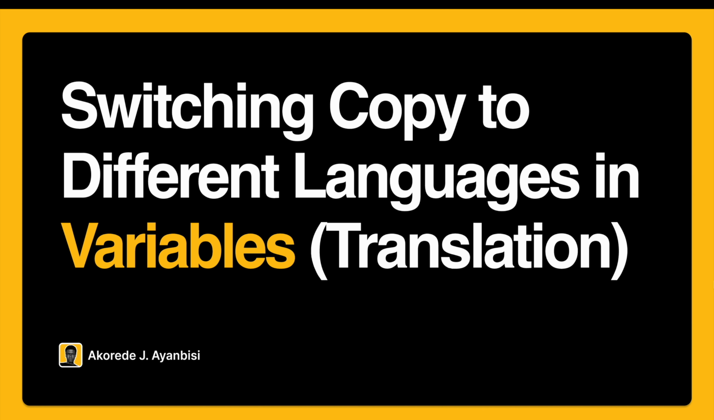Welcome. In this video, we're going to be learning how to switch copies to different languages in variables, which is basically translation. That is, anywhere you use a particular language, let's say the language is in English, you should be able to change it to different languages: Arabic, Spanish, French, any languages of your choice, right? So sit back and let's dive in.